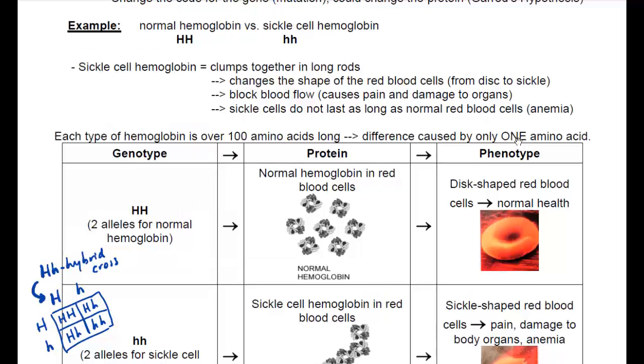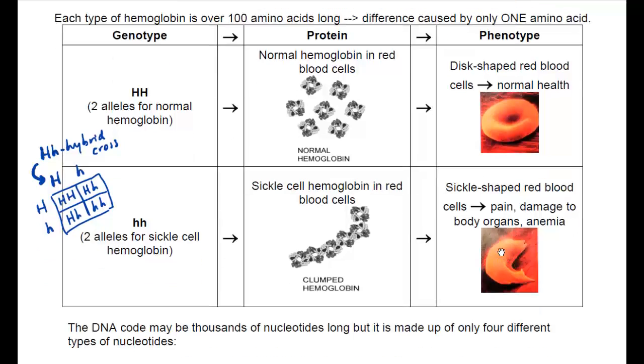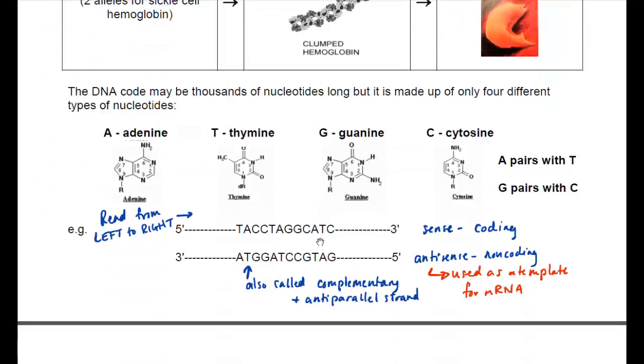All right, so one little mistake is the point. One little mistake breaks that particular gene so that it doesn't produce the right kind of protein, and it clumps together and makes these horrible sickle-celled shapes, okay? Now, just a reminder as we jump back into DNA, that the DNA code could have thousands of nucleotides in that one section.